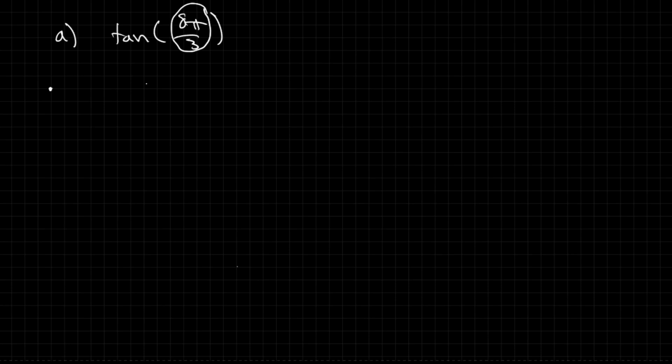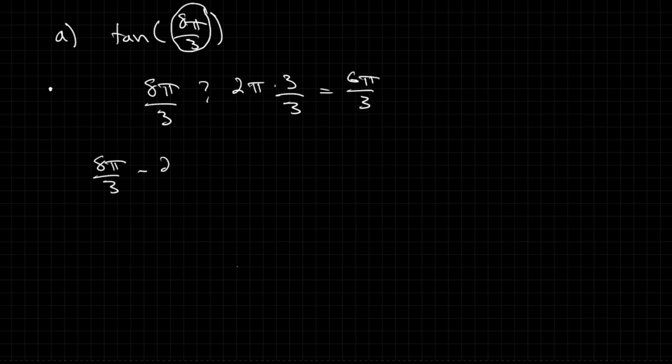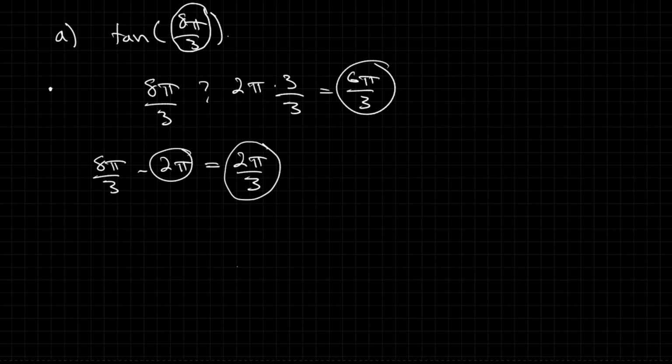So let's see, is 8 pi over 3 larger than 2 pi? Well, 2 pi, if you multiply by 3 over 3, you get 6 pi over 3. So 8 pi over 3 is larger than 2 pi. And so I'm going to subtract 2 pi from 8 pi over 3. I subtract 2 pi and I get 2 pi over 3. Again, noting that 2 pi is the same as 6 pi over 3. Now remember, 2 pi over 3, that's not the reference angle. That's what we'll use to figure out the reference angle.